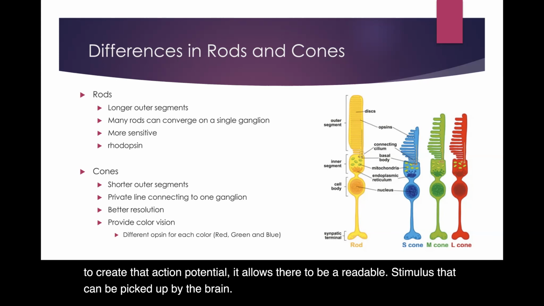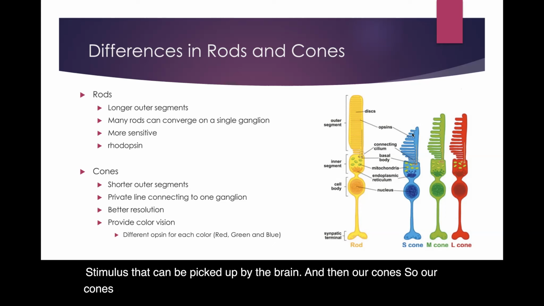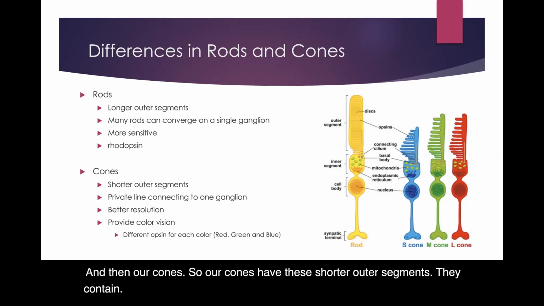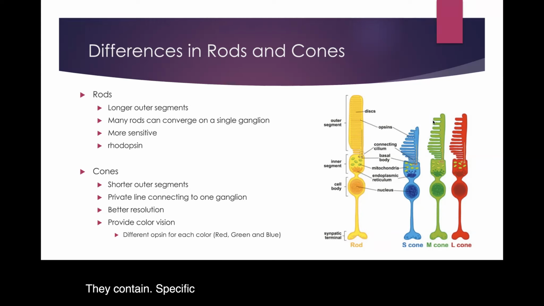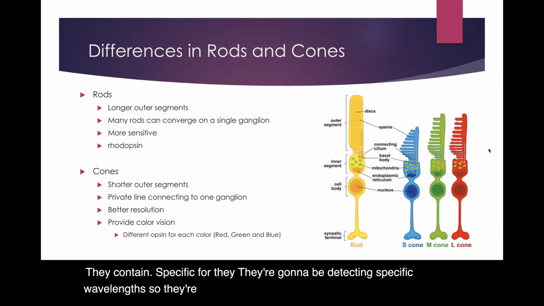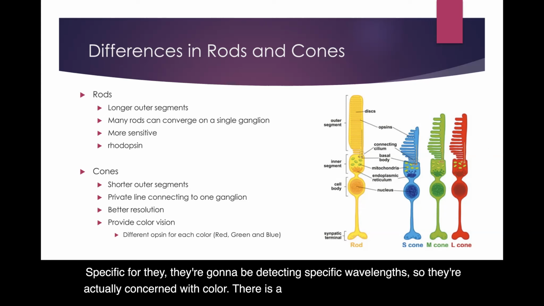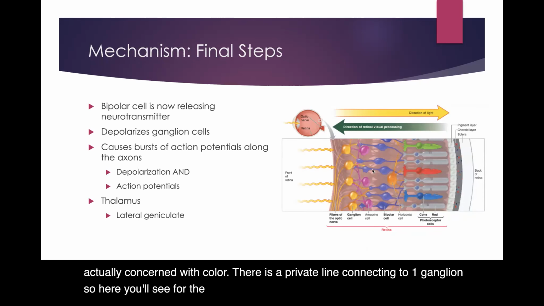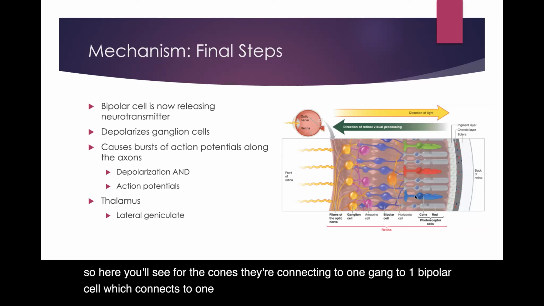And then our cones. Our cones have shorter outer segments. They're going to be detecting specific wavelengths, so they're actually concerned with color. There is a private line connecting to one ganglion. So here you'll see for the cones, they're connecting to one bipolar cell, which connects to one ganglion, one bipolar cell that connects to one ganglion.